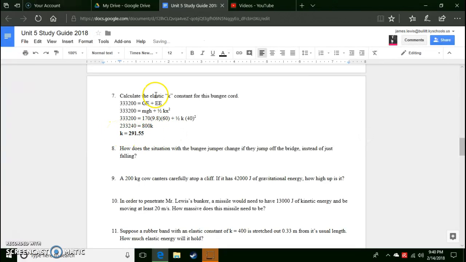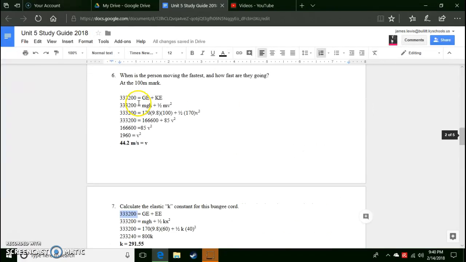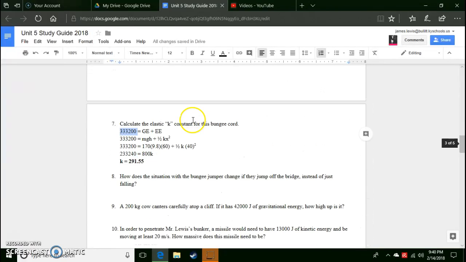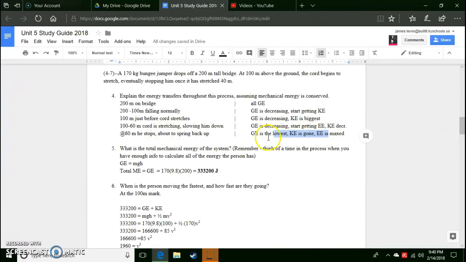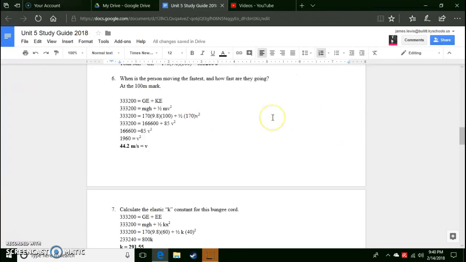All right. So keep in mind that whole deal. The reason that we had what we had at the start, we decided that the total energy, remember that's what that was, the total mechanical energy, was GE plus EE, because that's what we had at that place, and that was the easiest position to actually calculate the thing that we wanted. We wanted the k constant out of the elastic energy.